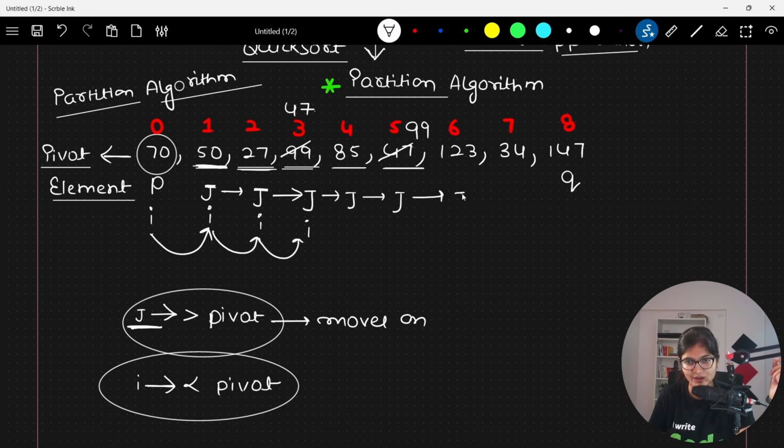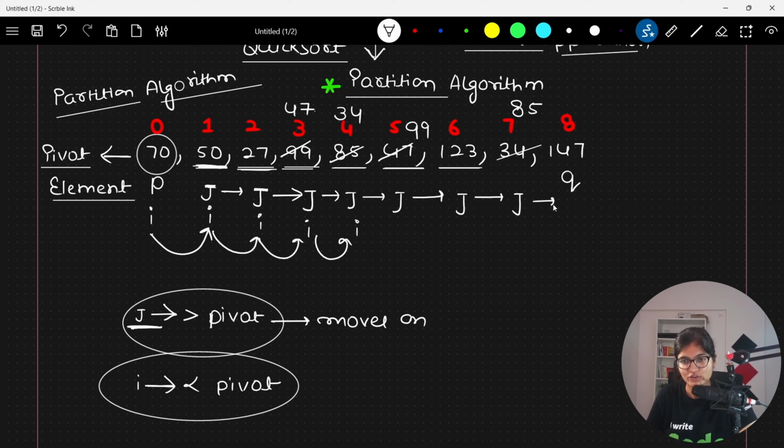Now again the value will get updated. Again the value will get updated. Again here if you see, the value is 123. Right? Now this value 123 is greater, so nothing will happen. It will just move on. 34. If you see here, the value is lesser than 70. So now again it will connect with I, update its index, and then there will be a swap. 34 will come here and 85 will come here.